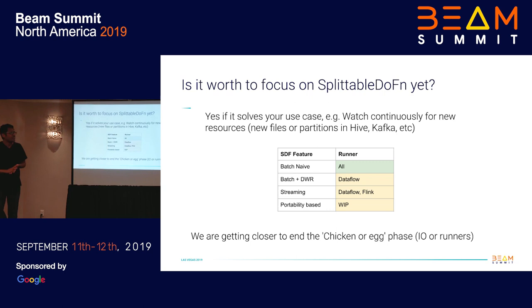Okay, so now the question is, should I use Splittable DoFn? And let's say that we are getting closer. I would say yes, if it helps you to cover one case that you cannot do with the current APIs. And the most important case we can cover now is watching continuously for new resources. So for example, if you have a part of a directory in a file system and you want to read new files that are registered into the file system, this is already implemented in Beam and you can use it. But your runner has to support Splittable DoFn.